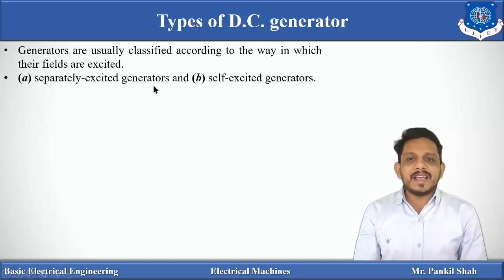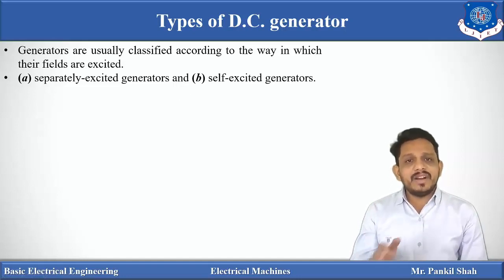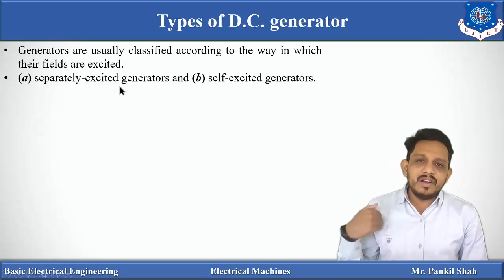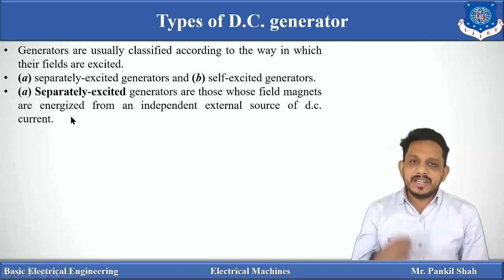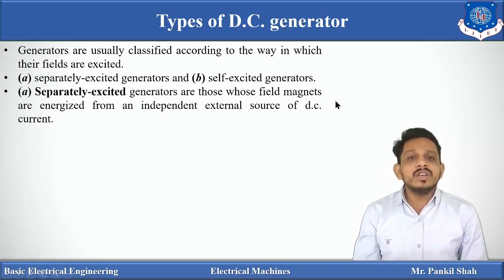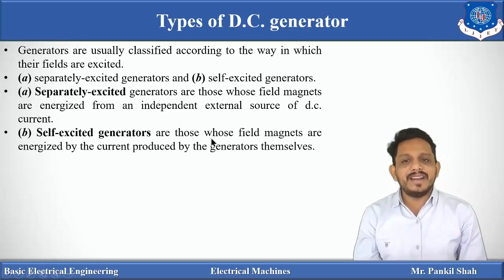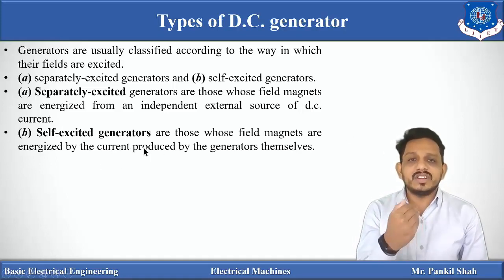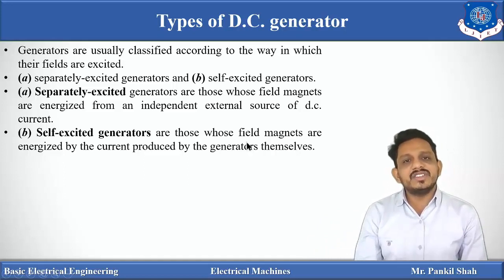In the first case, the separately excited generator, the field winding is given excitation separately and the armature winding is also given excitation separately. In self-excited generators, only one winding is excited with the source and the other winding gets excitation from that winding only. Separately excited generators are those whose field magnets are energized from an independent external source of DC current. Self-excited generators are those whose field magnets are energized by the current produced by the generators themselves.